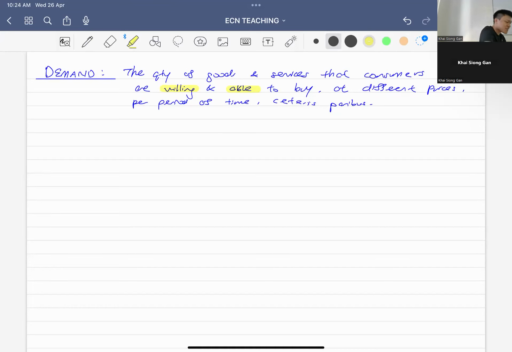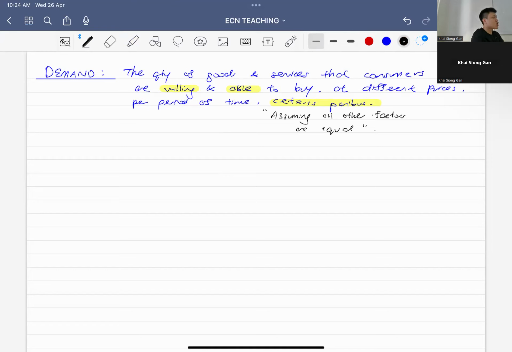And what do we mean by ceteris paribus? This is an economics term. Ceteris paribus means that we assume all other things remain equal, assuming all other factors are equal. That means we remove all other factors. We assume that the factors are fixed.